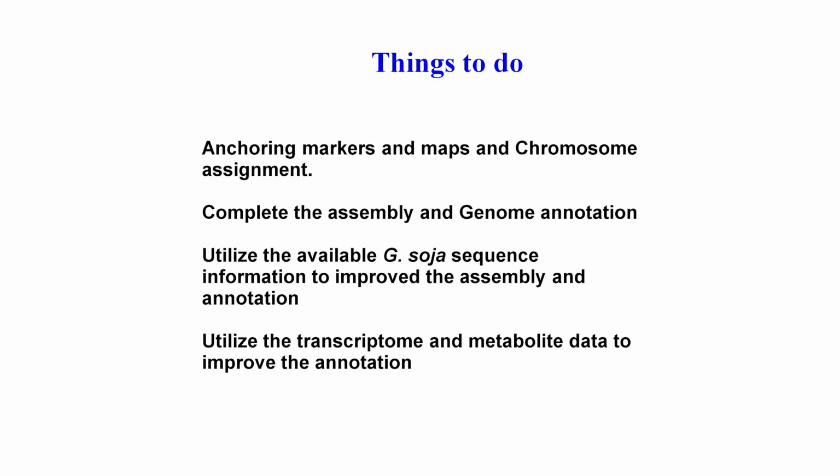With this, we have a lot of things to do, because we got this data only recently, as Jill mentioned. We have to anchor markers, maps and chromosomes and assign chromosomes completely, complete the assembly and annotation, and utilize all the wild soybean genome sequence information to improve the assembly. We also want to utilize the transcriptome and metabolite data to make the annotation more meaningful.